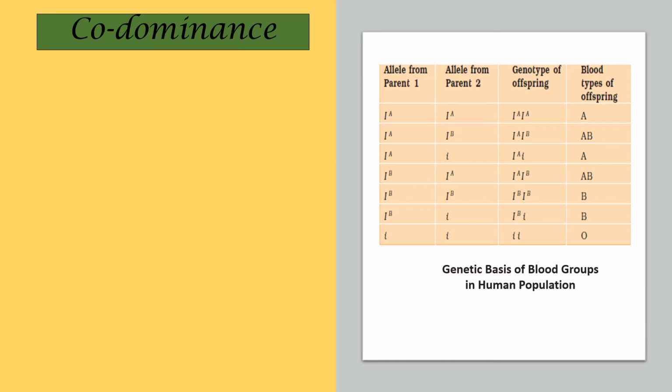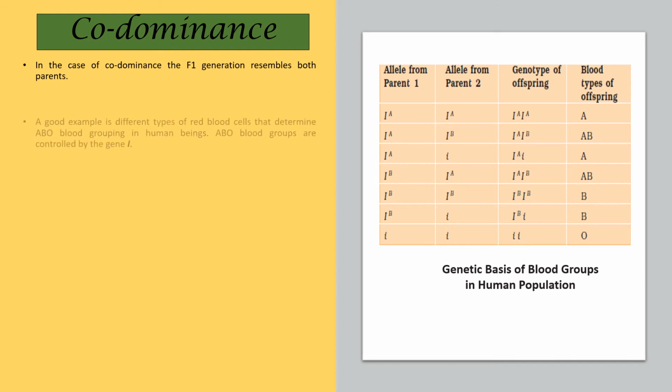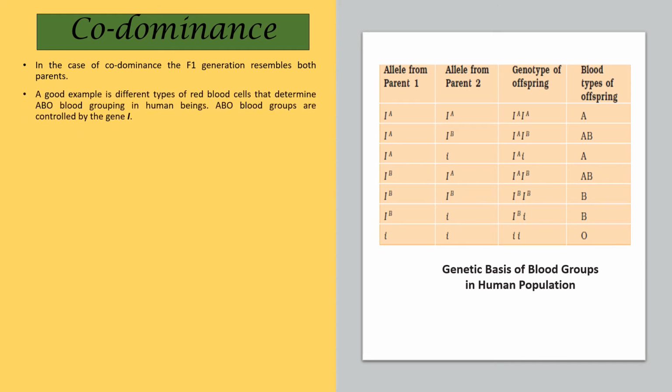Till now, we were discussing crosses where F1 resembled either of the two parents or was in between. But in the case of codominance, the F1 generation resembles both parents. A good example is different types of red blood cells that determine ABO blood grouping in human beings. ABO blood groups are controlled by the gene I. The plasma membrane of the red blood cells has sugar polymers that protrude from its surface, and the kind of sugar is controlled by the gene.